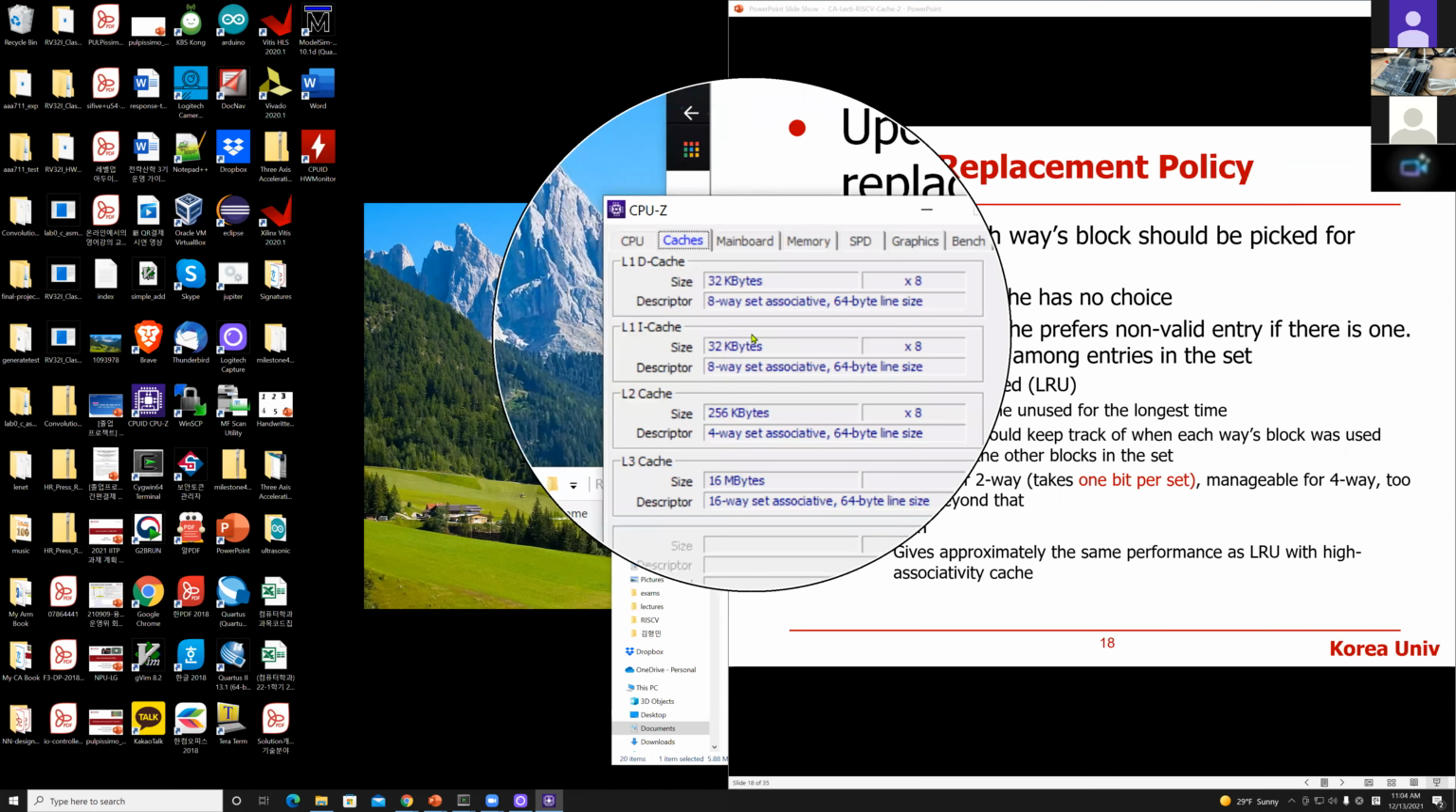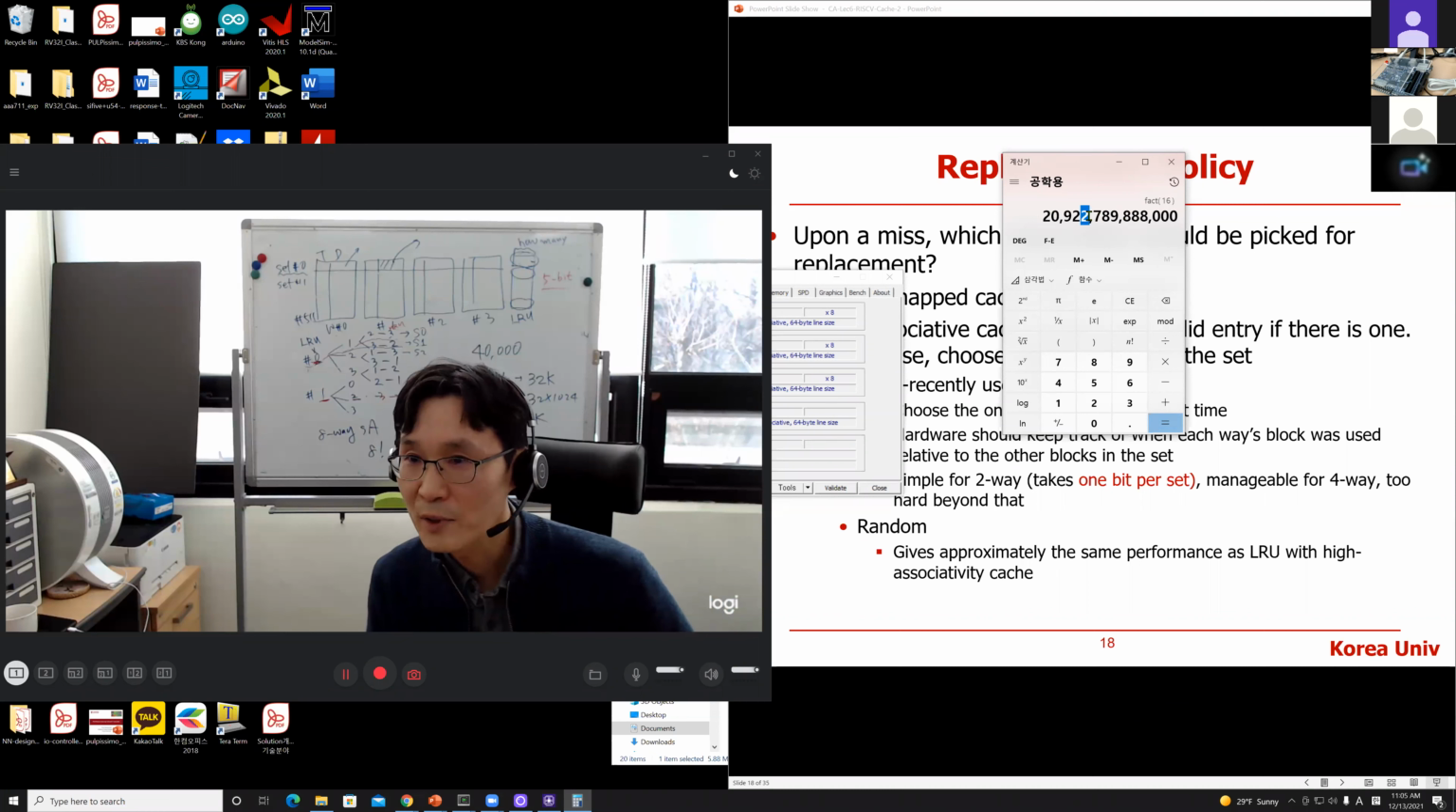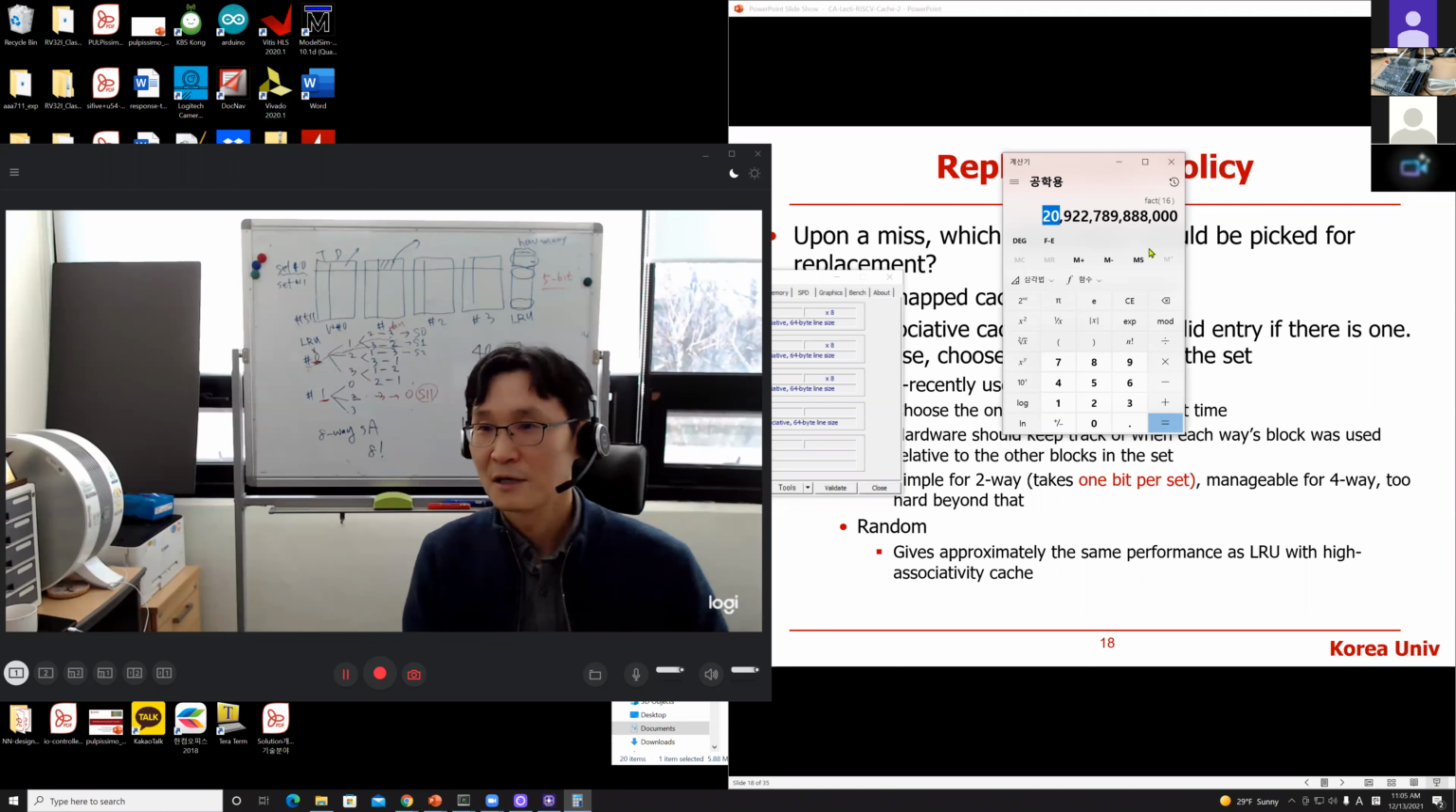Implementing LRU for 16-way set associative, 16 factorial, right? Then check out this number. How to read this number? I don't know. Billion, trillion, 20 trillion. Is it trillion, right? 2 billion, right? And 20 trillion different cases, right? Do you want to implement that? Okay, no, it is not possible, right? It's impossible.